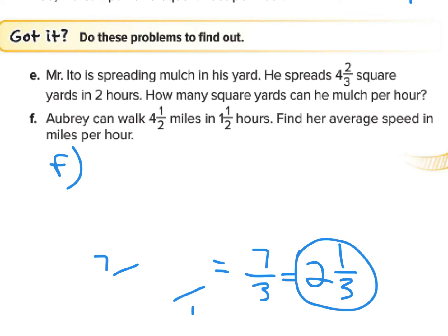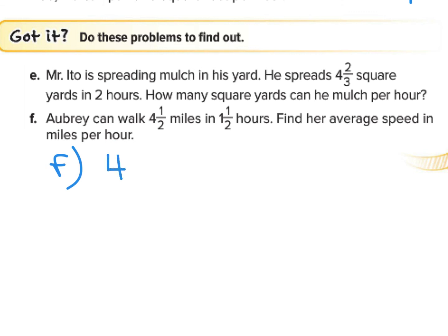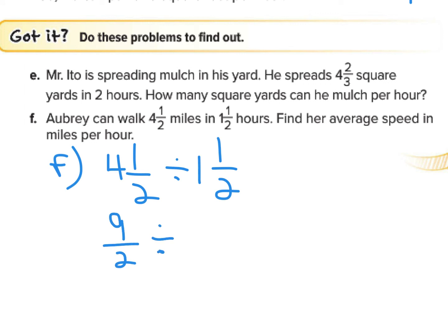Question F. Aubrey can walk 4.5 miles in 1.5 hours. Write her average speed in miles per hour. So let's write it down as 4.5 divided by 1.5. Let's change both of these mixed numbers into improper fractions. We multiply and add. 4 times 2 plus 1. 4 times 2 is 8 plus 1 is 9 over 2, divided by, again, 1 times 2 is 2 plus 1 is 3. 3 over 2.